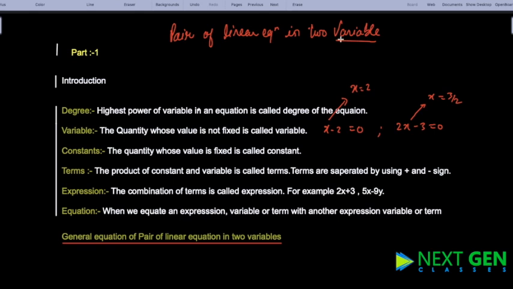Similarly, we have two variables here. So I can say that in these equations I am getting two such variables. Maybe they can be represented by x and y, or maybe other alphabets.